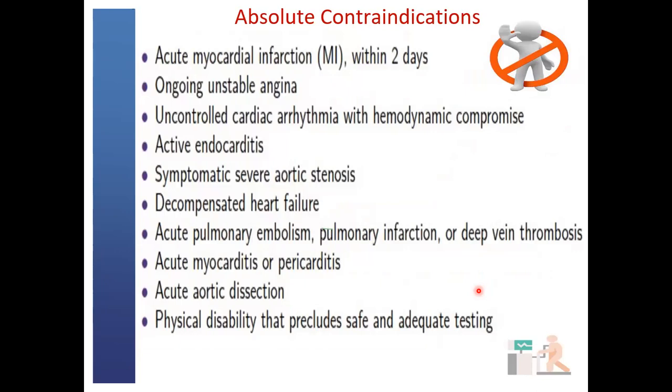Then there are some absolute contraindications, which include acute myocardial infarction within 2 days, ongoing unstable angina, uncontrolled cardiac arrhythmias with hemodynamic compromise, active endocarditis, symptomatic severe aortic stenosis, or decompensated heart failure. These are all absolute contraindications to exercise stress testing. Acute pulmonary embolism also, and patients with pulmonary infarction or DVT, acute myocarditis or pericarditis, acute aortic dissection, or physical inability that precludes safe and adequate testing are all absolute contraindications.